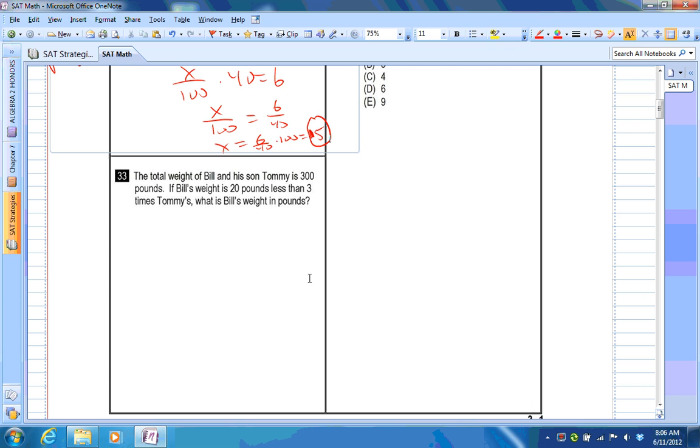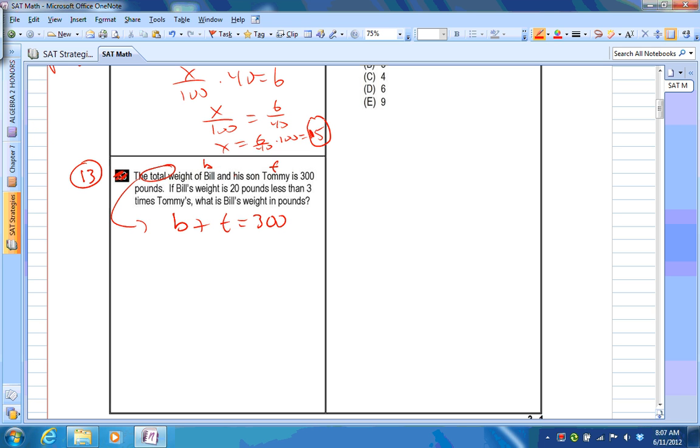Let's step it up. So here's another grid-in, and this would probably be more like a number 12, or actually maybe more like number 13, because this is the 5th question from a PSAT exam. The total weight of Bill and son Tommy is 300 pounds. So what that means is that if you assign variables for Bill and Tommy, like B and T, and you tell them the total weight, that means B plus T has to equal 300. So we want to do a sum.